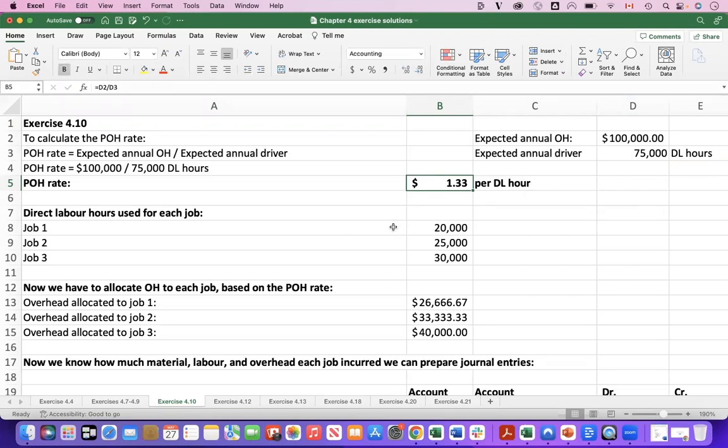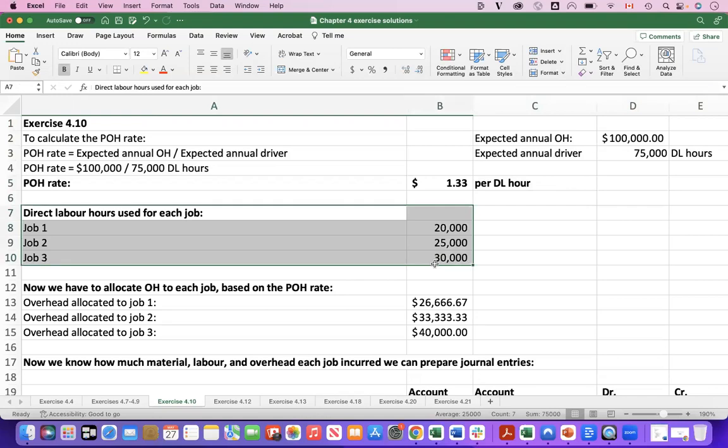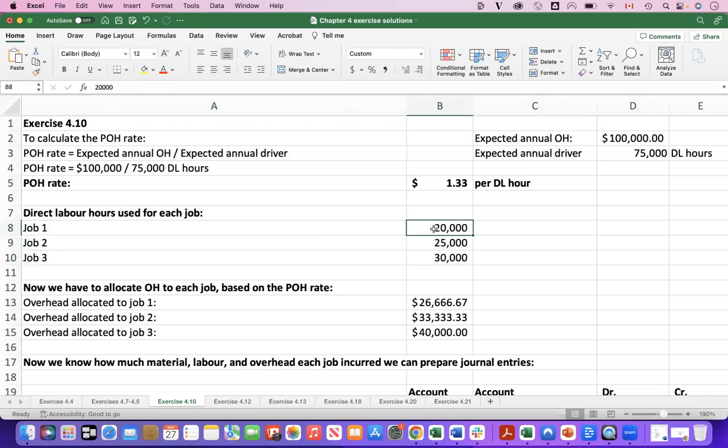Direct labor hours used for each job. This was from the question stem, but just to review it very quickly, job one used 20,000 hours, job two used 25,000 hours, and job three used 30,000 hours. Remember, when we are applying or allocating overhead to each job, how do we do that? We take the hours used, in this case, the direct labor hours used for each job, the 20,000, the 25,000, and the 30,000 respectively, and we multiply by the same predetermined overhead rate that we calculated up top, the $1.33.